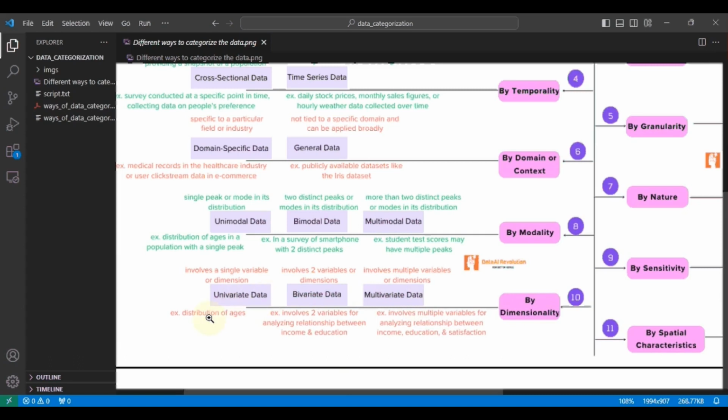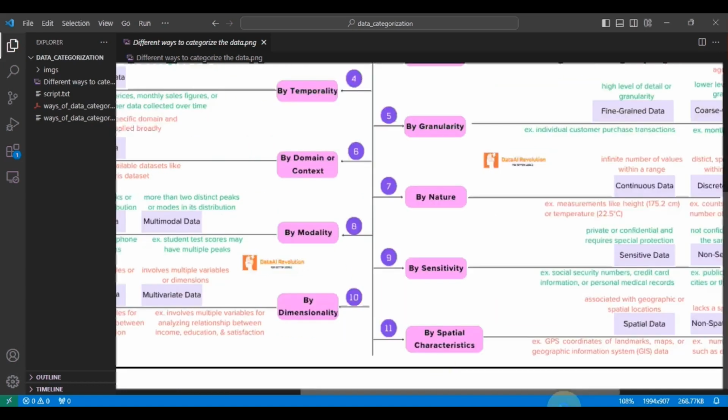For example, if you are going to check the distribution of age, it is only one single column, so it's univariate data. But if you check the relationship between income and education, income is one variable and education is a second variable, so it's bivariate analysis, bivariate data. And in case of multivariate data, we can have the relationship between income, education, and satisfaction. So there are three variables. Similarly, we can have four variables, five variables, and so on. These also come under multivariate data.